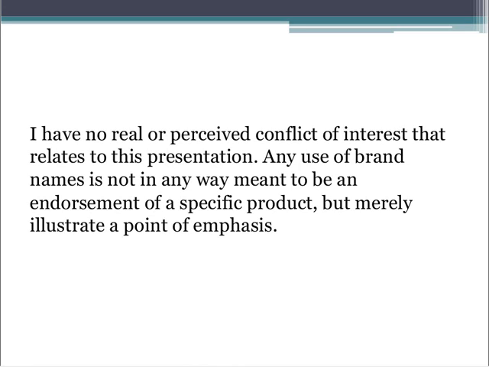I want to share that I have no real or perceived conflict of interest. I will talk about a couple of different brand names of simulation products, but that's not to endorse the product. It's just to illustrate a point of emphasis, or because there's not a ton of pediatric equipment out there on the market, so I do want to bring attention to some of the things that are out there.